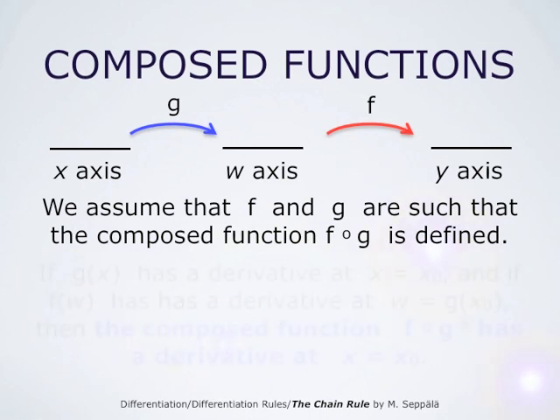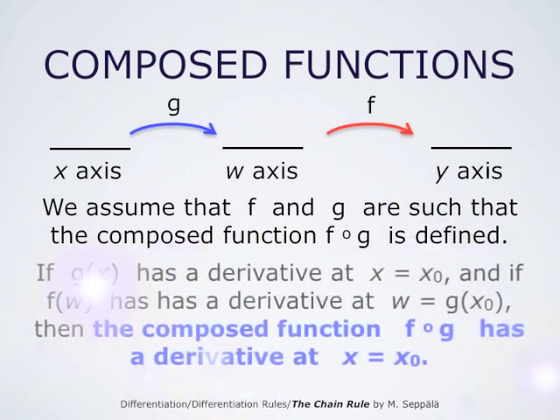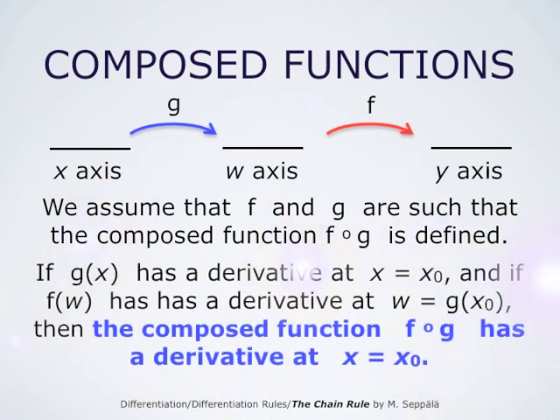Then we have an important result which says that if g has a derivative at x equals x0 and f of w has a derivative at w equals g of x0, then the composed function has a derivative at x equals x0. This is a deep result, and at the end of this presentation we will prove this result using differentiability.